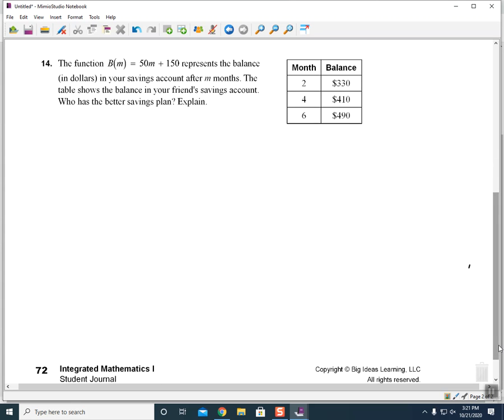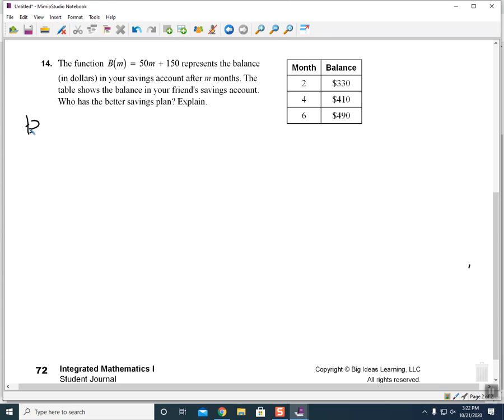Okay, this last one is a little bit tricky, I think. Kind of stumped me for a while. So the function b of m equals 50m plus 150 represents the balance in dollars in your savings account after m months. The table at the right shows the balance in your friend's savings account. Who has the better savings account? So I think the easiest thing to start with is to plug in the months.